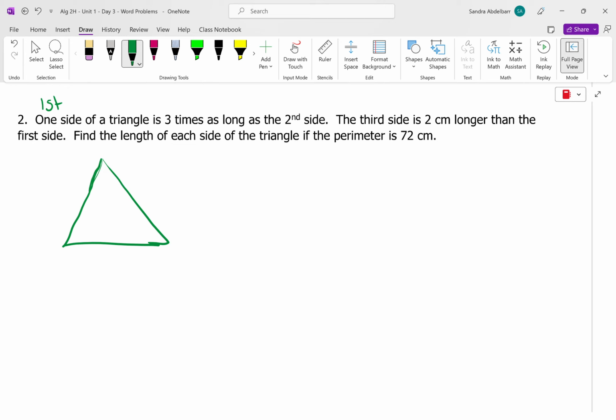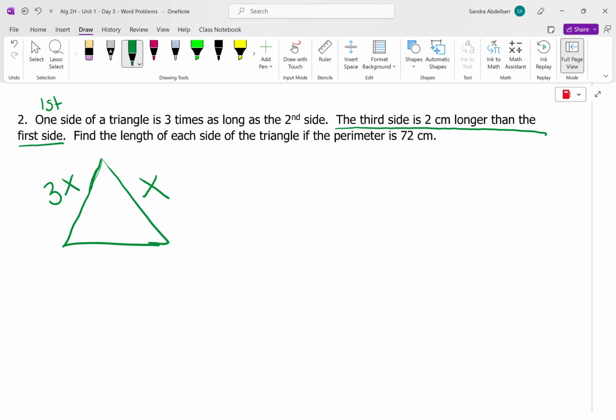The first side of a triangle is 3 times as long as the second side. So which one is shorter, the first side or the second side? Second side. Does it matter which one's the second side? No. So I'm just going to put an X here. Now, how am I going to represent the first side? 3 times as long as the second side. Just 3x. You got it.